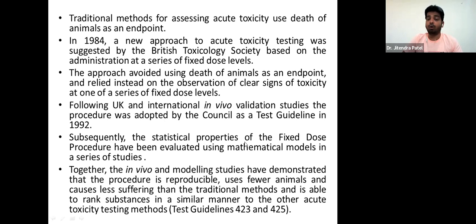Subsequently, the statistical properties of the fixed dose procedure have been evaluated using a mathematical model in a series of studies. Instead of using the animal, once you get one reading, the remaining can be assumed with the method. Like in the COVID-19 time, we determined the R naught for the particular variant of the virus. In the same way, we have the mathematical model, and we can assume that if it gives this result at this dose, then further it will give this result at the next. So that will become clear in what exactly the 420 guideline is. You will come to know from which dose we are starting and from which dose we are concluding, right?